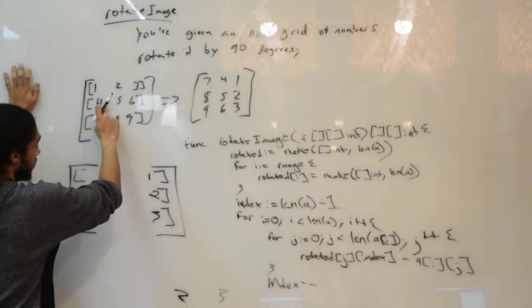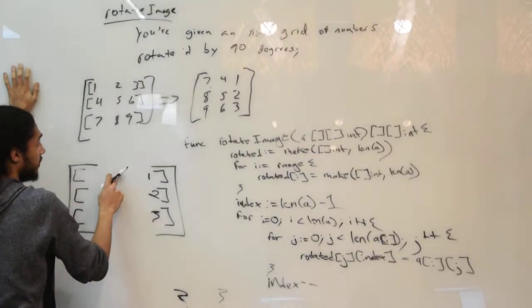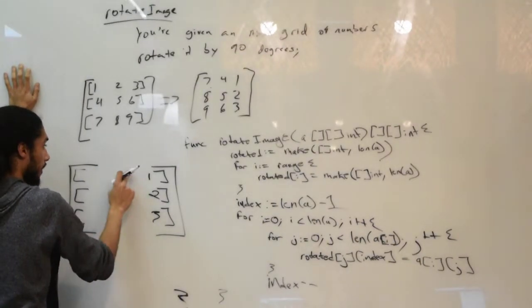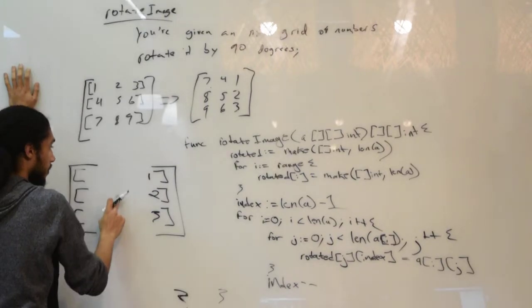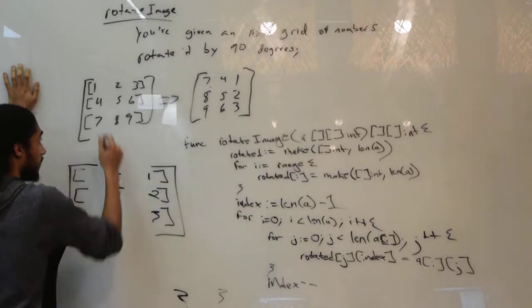Cool. Let's find J, which is the second one now. I'm sorry, yeah, J is the 0th array. And then index is now the middle column. So we're going to say 4, 5, and then 6 as it loops through again.